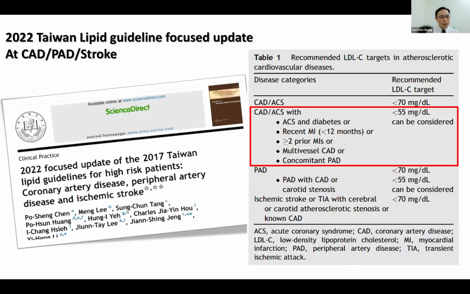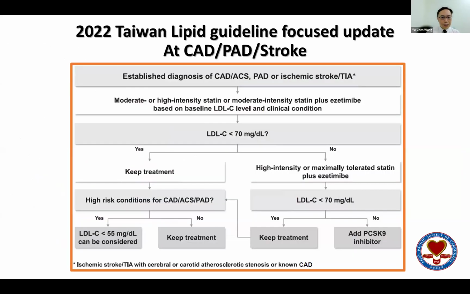And then let's take a look at the guidelines for secondary prevention lipid control. The 2022 Taiwan lipid guidelines focus on CAD, PAD, or stroke, and emphasize the extremely high risk population. This means patients with CAD or acute coronary syndrome with additional risk factors such as diabetes, recent MI within 1 year, multiple myocardial infarctions within the past 2 years, multivessel CAD, or concomitant PAD. In these extremely high risk groups, the LDL target was recommended to be less than 55. In this guideline, both moderate to high intensity statin monotherapy or upfront combination therapy with moderate intensity statin plus ezetimibe were recommended for effective LDL lowering.